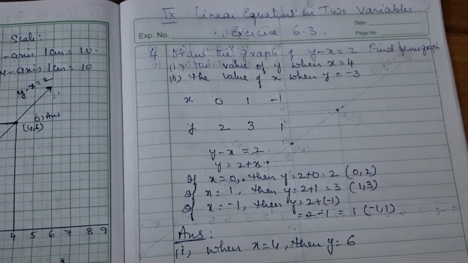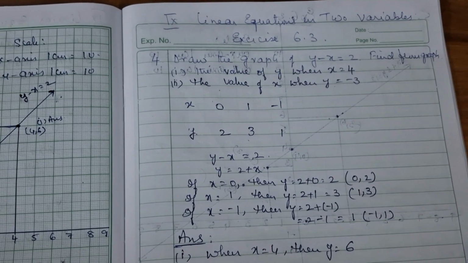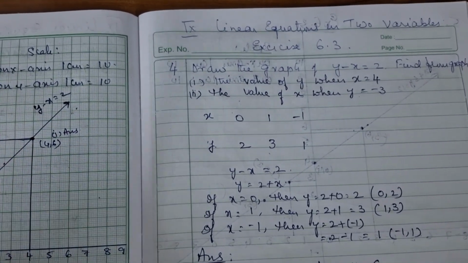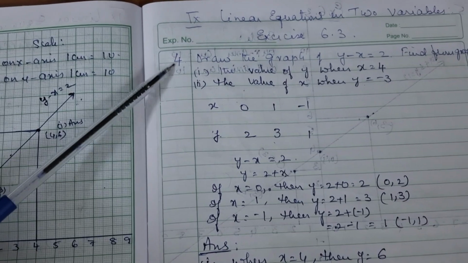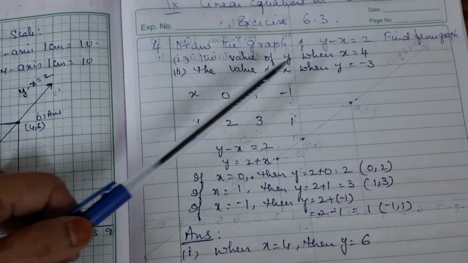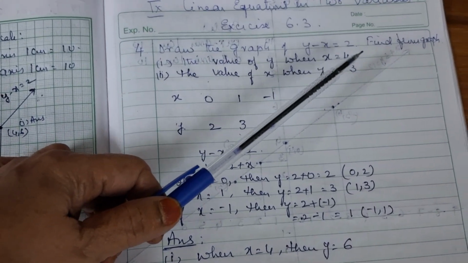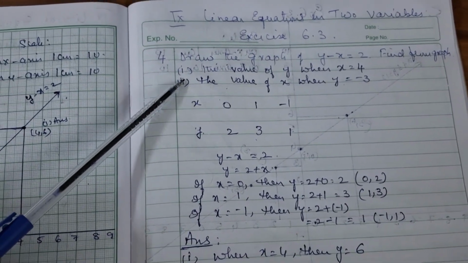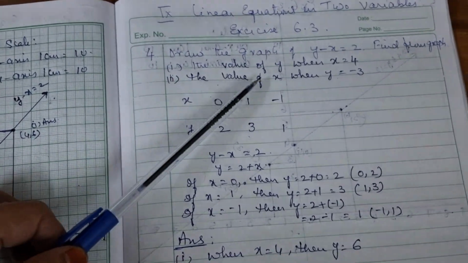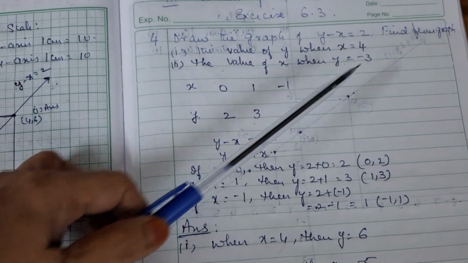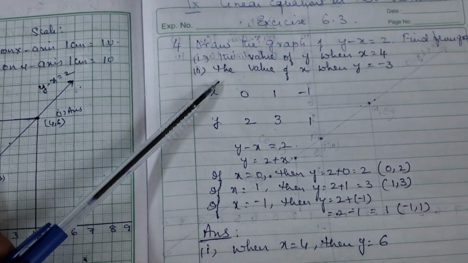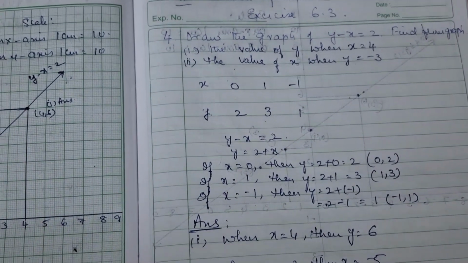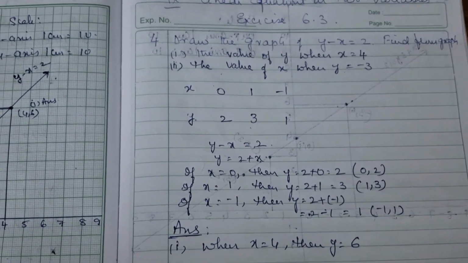I am dealing with ninth class linear equations in two variables. Exercise 6.3, fourth sum I am doing. Earlier I have done up to 3. Fourth sum: Draw the graph of y minus x is equal to 2. And from the graph, first, find the value of y when x is equal to 4, and second, the value of x when y is equal to minus 3. So this is the problem, children.